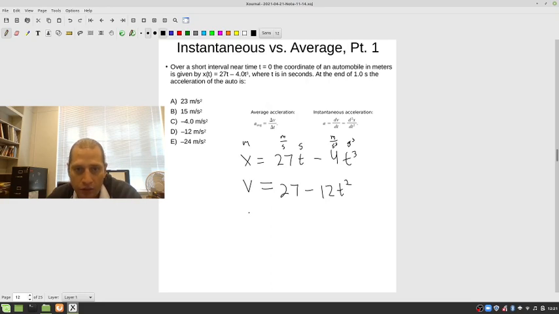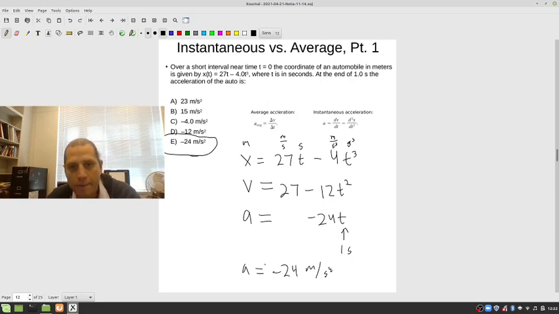And if we take the derivative once more, it would be a equals... the derivative of a constant is 0, and the derivative of this would be minus 24t. And so at the end of 1 second, I would put a 1 second in there, and my acceleration would be minus 24 meters per second squared.